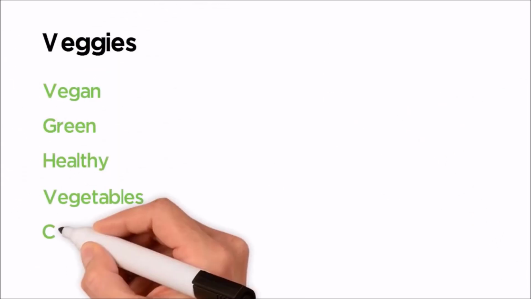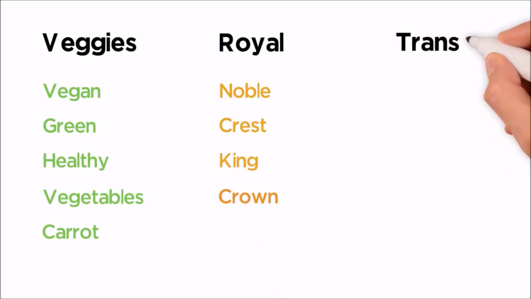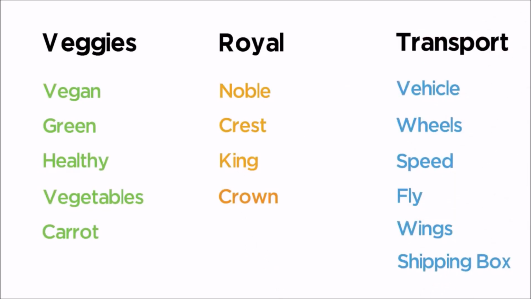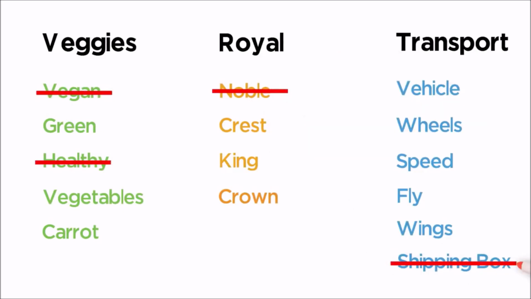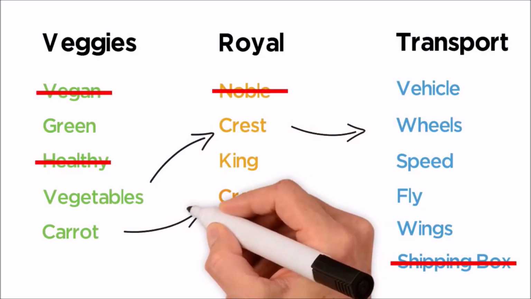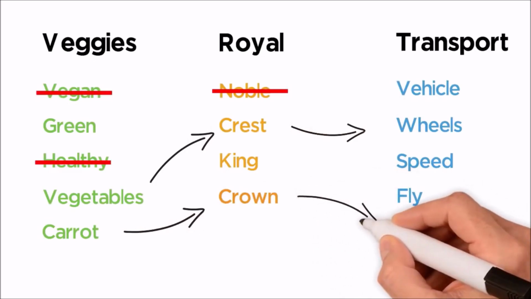Finally, I make separate lists, each main word with its associations. Then I take off the words that I find inconvenient to the project. Then I make some combinations of 3 words, 1 word from each list, so I can get some unexpected ideas for the logo. For example, I will combine vegetables and crest and wheels, or carrot and crown and wings.